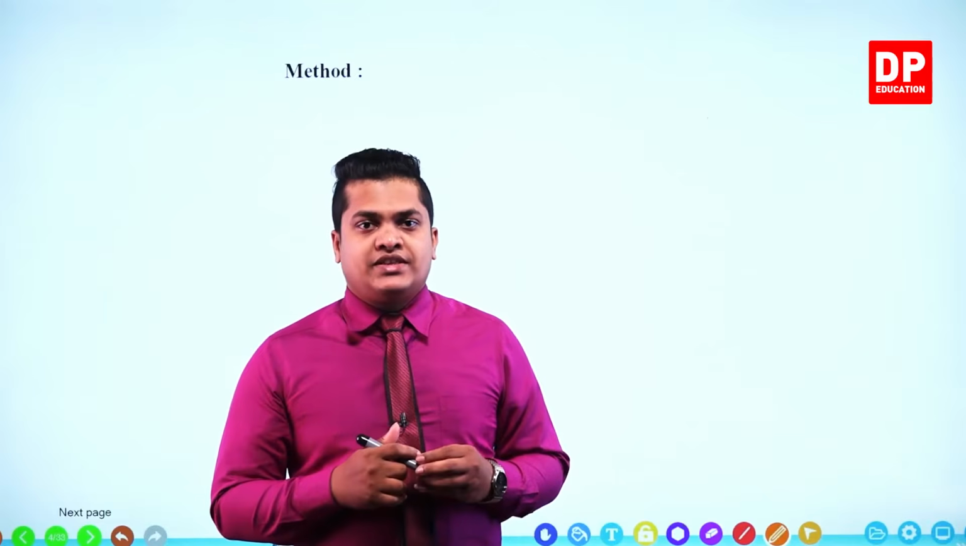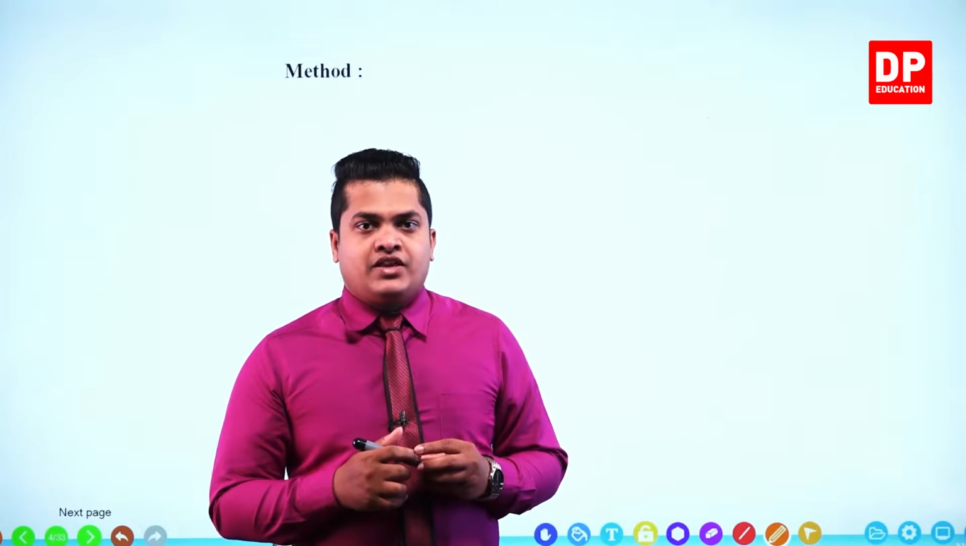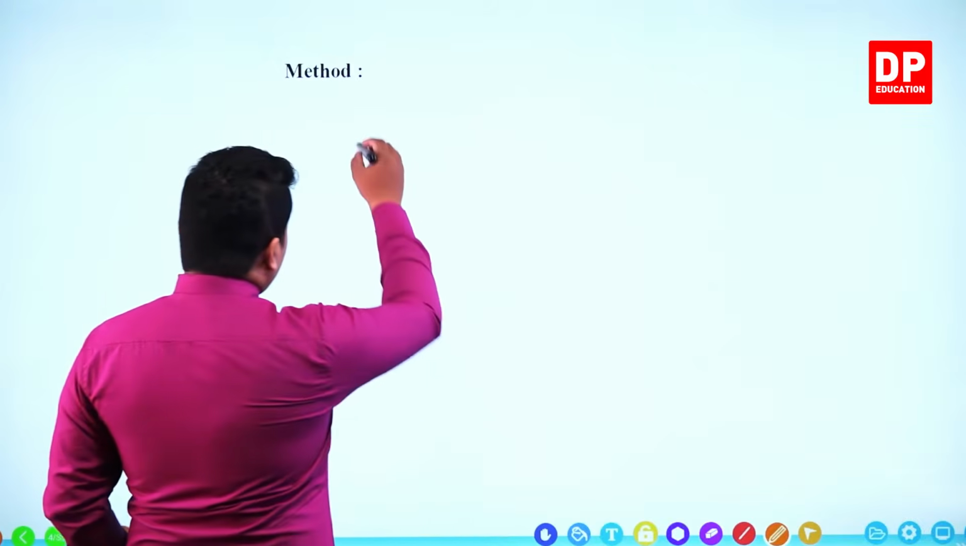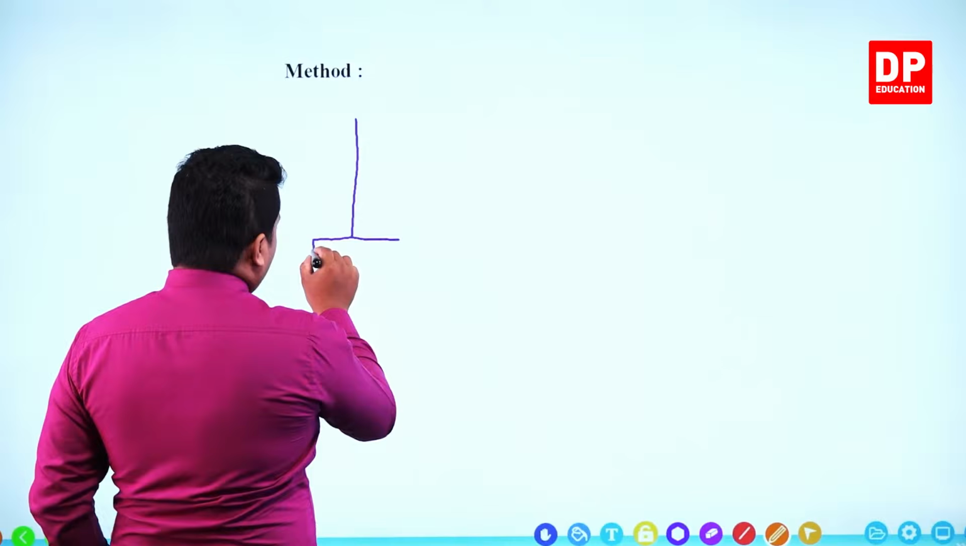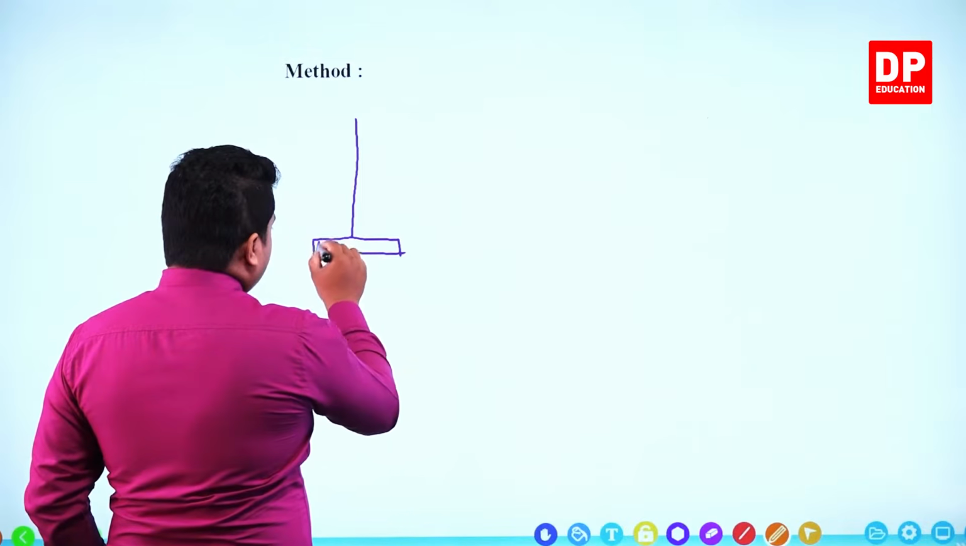Now first of all, you need to hang the magnet by using the stand. By using the stand, you need to hang the magnet, right? So that's the main thing you have to do first, okay? So we'll hang the magnet first by using the stand. I'll draw and show. So this is the stand.